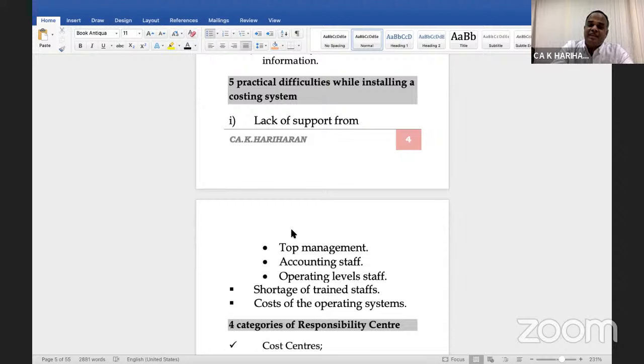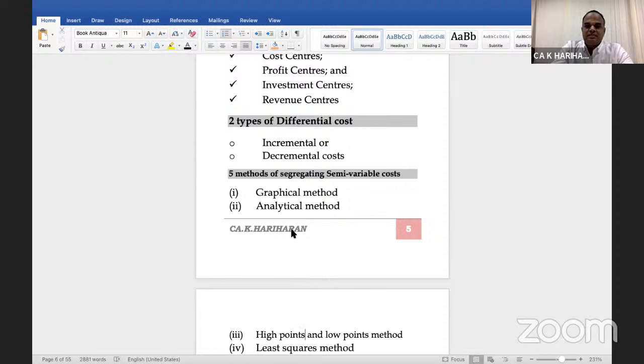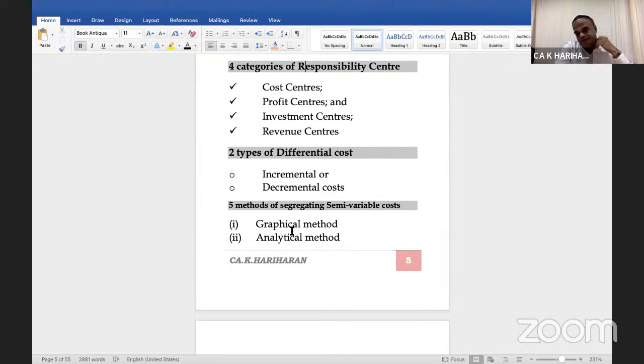Then, responsibility center. It's a frequently asked question. Responsibility center. What is called responsibility center? It's an activity center of a business organization.